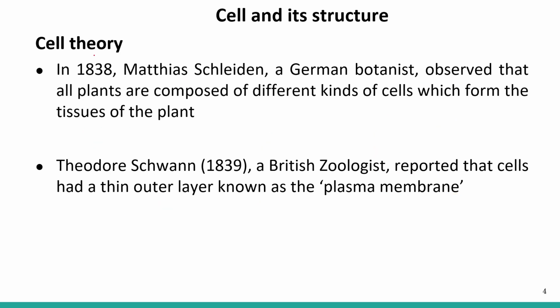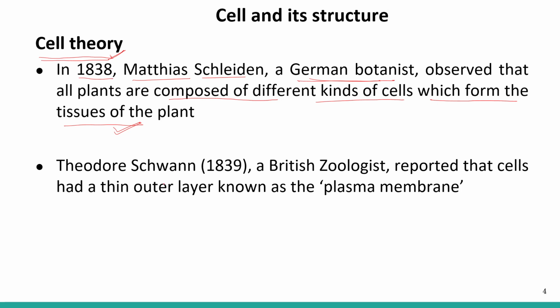Okay, now we will study the cell theory. This is a very important topic. In 1838, Matthias Schleiden, a German botanist, observed that all plants are composed of different kinds of cells which form the tissue of the plant, right? So we can see different types of plant cells in one individual plant only, right?